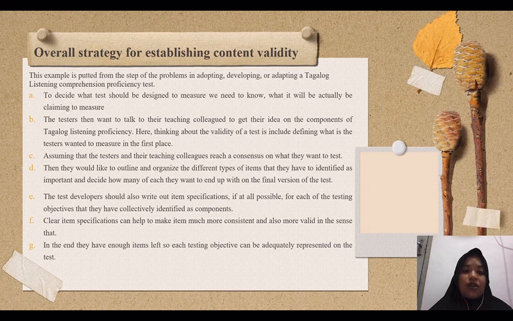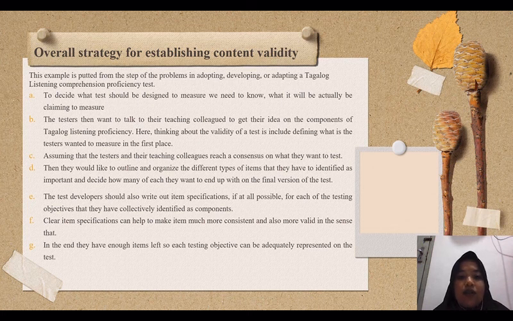This is the strategy for establishing content validity. This example is taken from the procedure of the problem in adopting, developing, or adapting a Tagalog listening comprehension proficiency test.